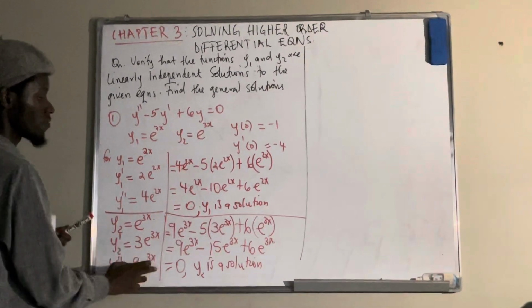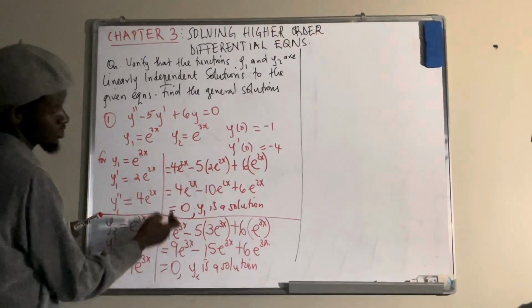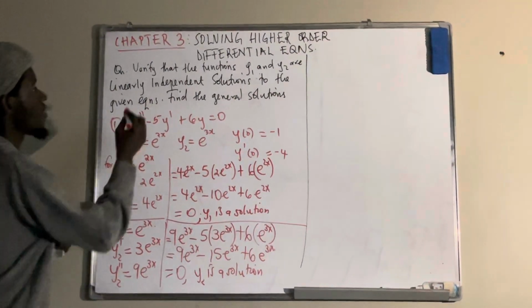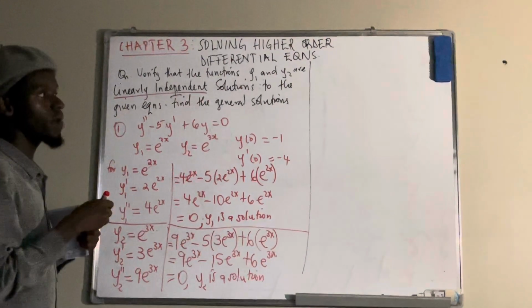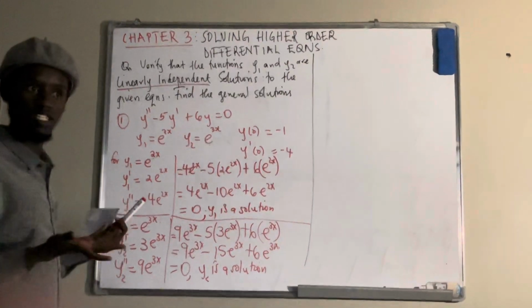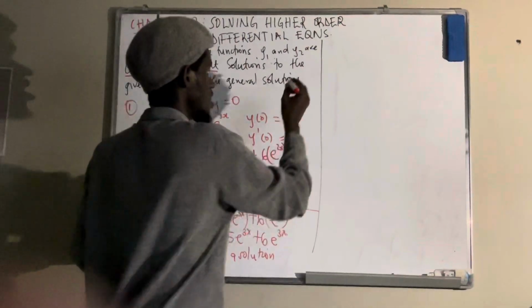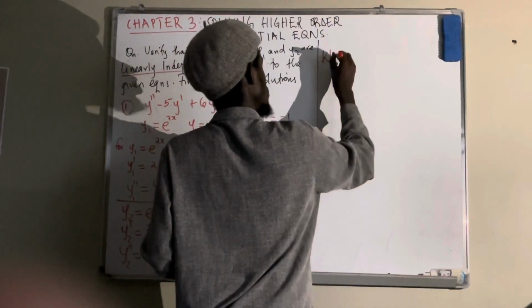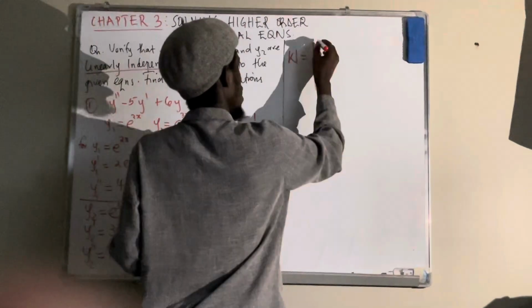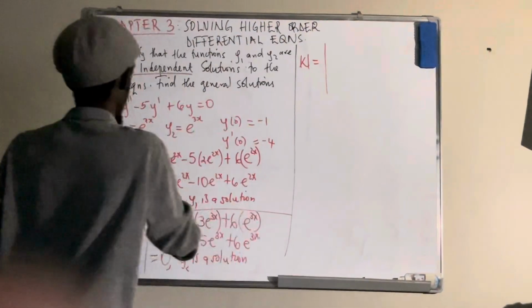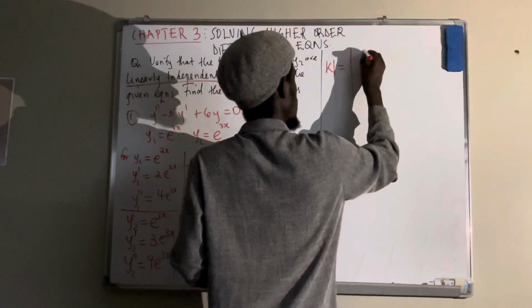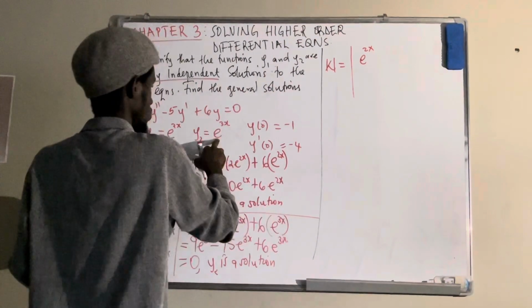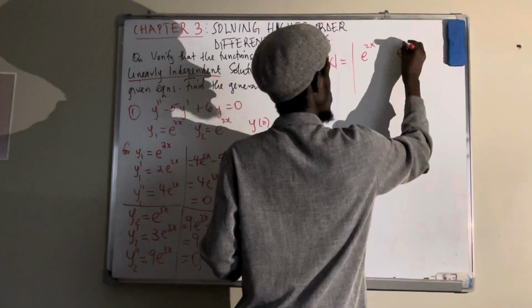Now, here I'm showing that they are just solutions. Now I want to check whether they are linearly independent solutions. To check for linear independence, we must apply a Wronskian. My Wronskian is going to be y1, which is e power 2x, and then y2, which is e power 3x.